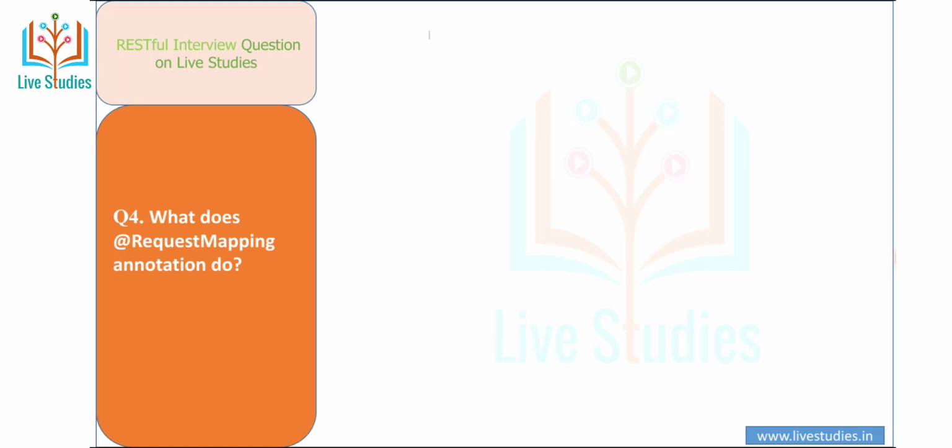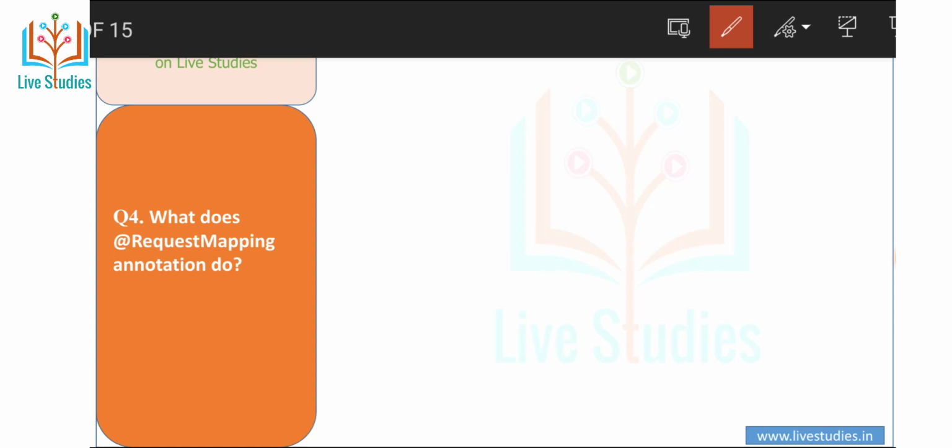Another question is, what does the @RequestMapping annotation do? The @RequestMapping annotation is used to map web requests to Spring controller methods. You can map a request based upon the HTTP method, for example GET, POST, and various other methods like DELETE, UPDATE.